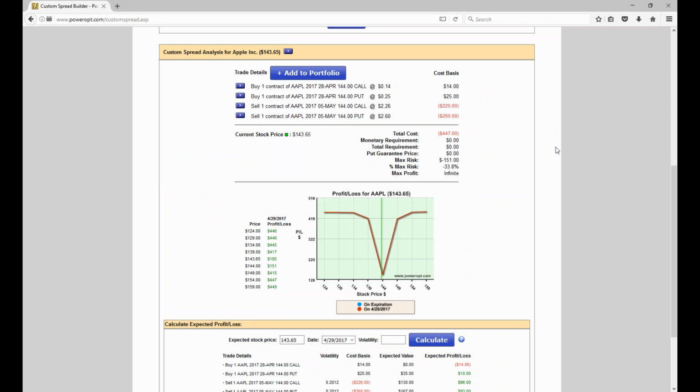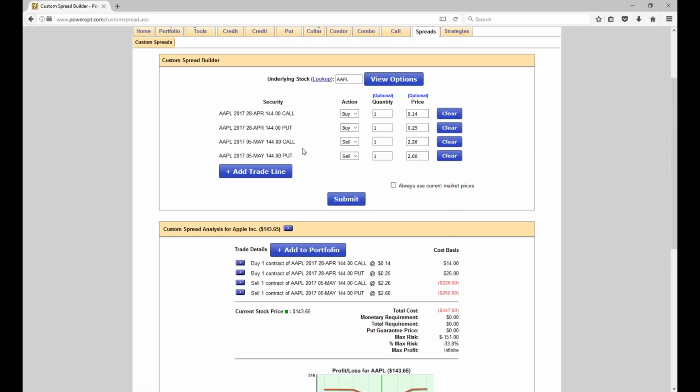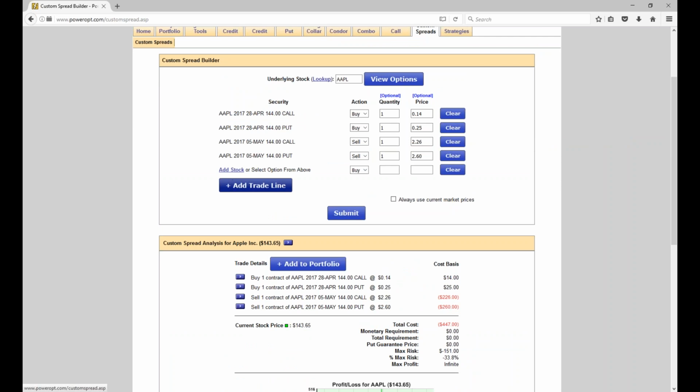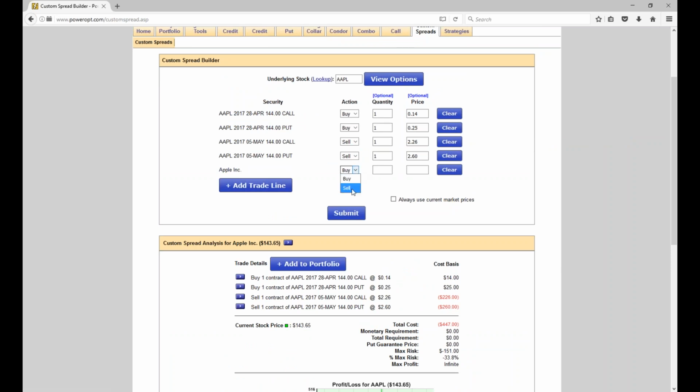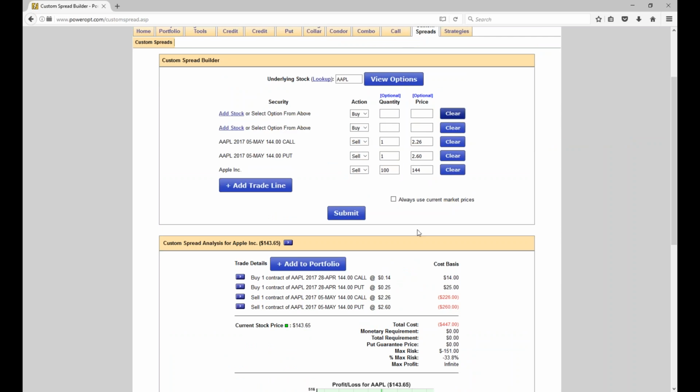Okay, and we ended up being short stock on this position now. So I've got to add that in. Let's add another trade line. We're going to add the stock, but we're going to short it 100 shares at 144. These 2 options are gone.